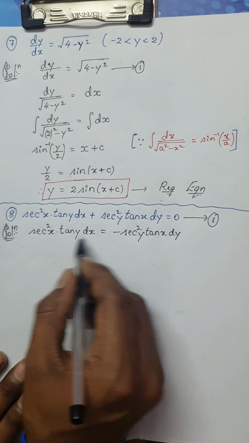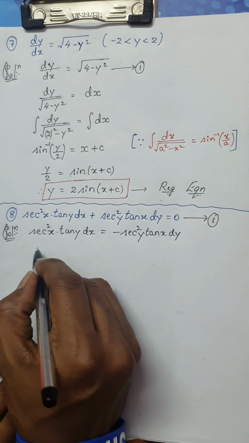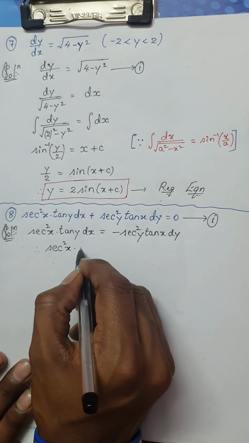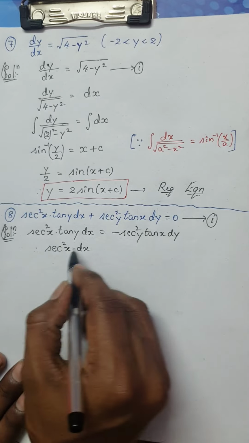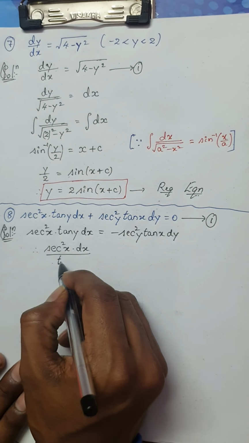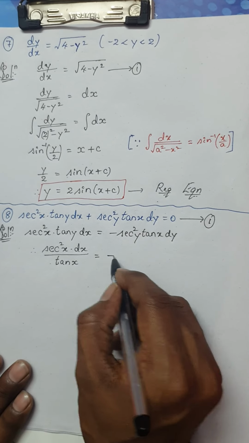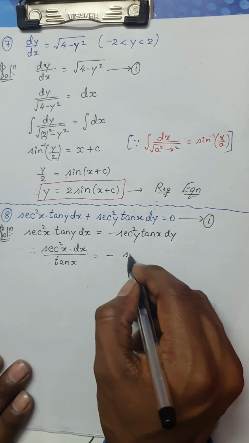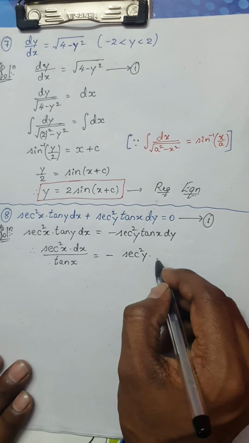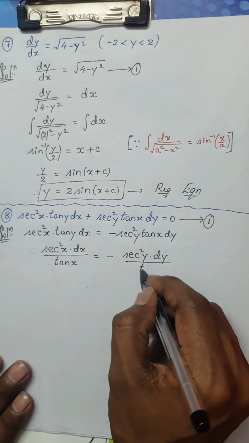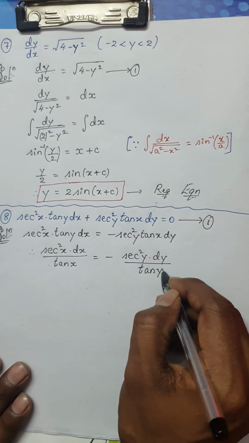So bring all the x terms to the left hand side. See what happens. Therefore, secant square x into dx. Now I have tan x here, I'm going to bring it to the left hand side just by dividing. Similar pattern: minus, bring all the y terms to the right hand side. Secant square y into dy divided by the y term here, which is tan y.